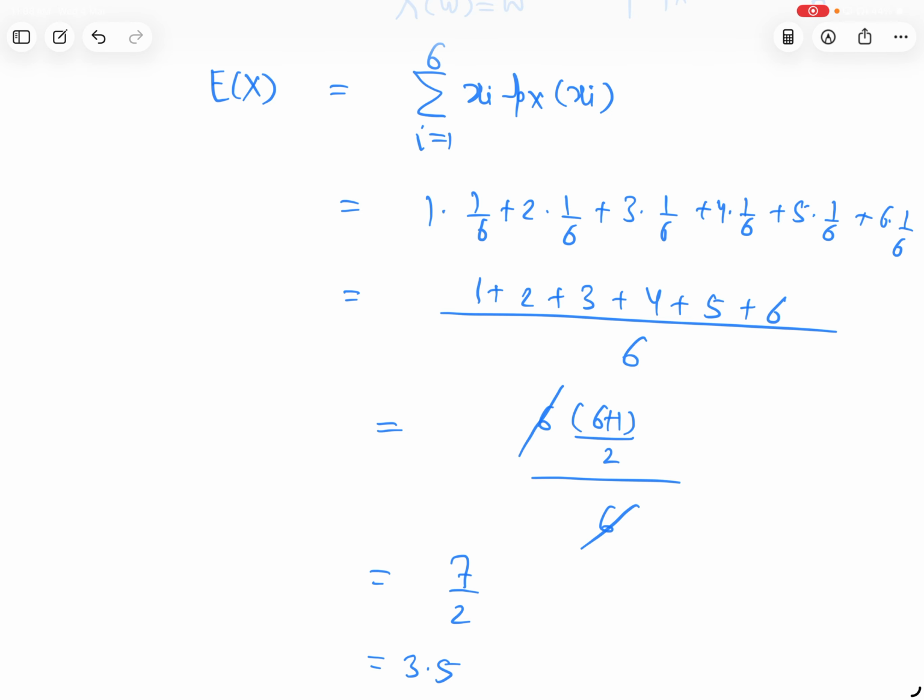So the expected value need not be part of the sample space. Always remember, because 3.5 does not belong to the sample space. The expected value is a numerical value; it does not need to belong to the sample space.